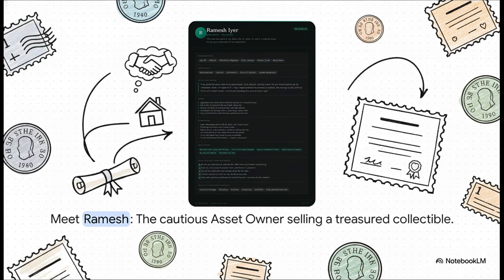Now on the total other end of the spectrum, we've got Ramesh. He's 52, a retired engineer, and he's the one selling his prized possession. He's not thinking about fast money or bragging rights. He spent a lifetime collecting rare stamps and coins. For him, selling is a big emotional deal. His biggest worry? Trust. He needs to know that this thing he's cherished is going to be treated with respect and that the whole process is going to be fair.